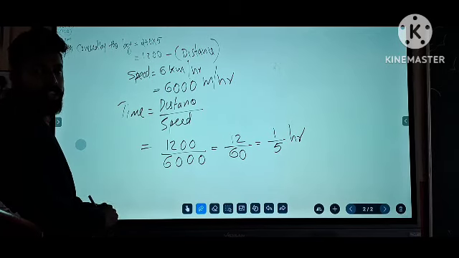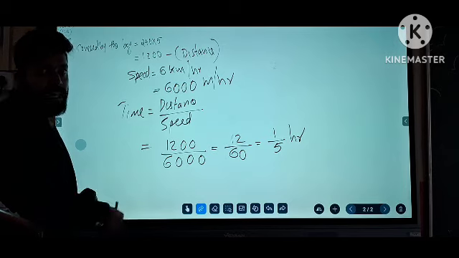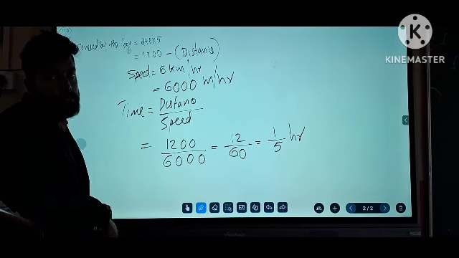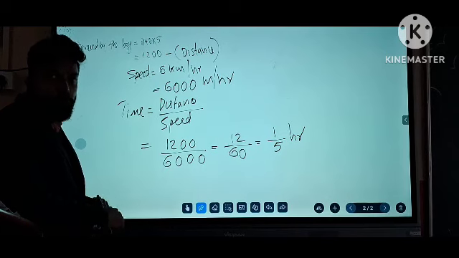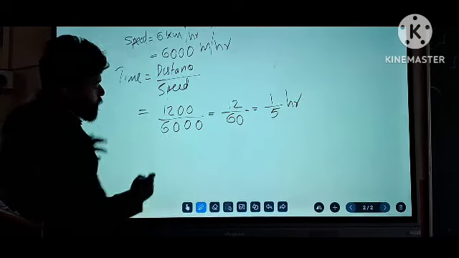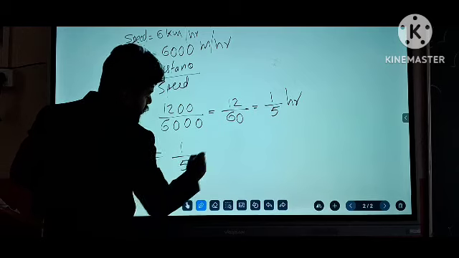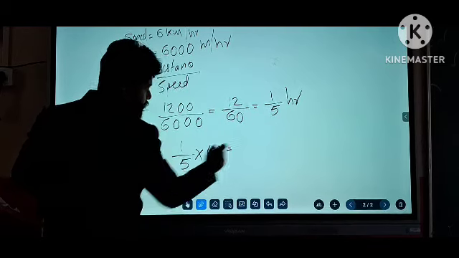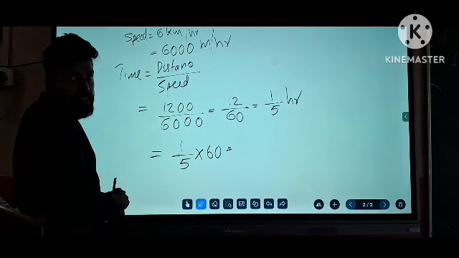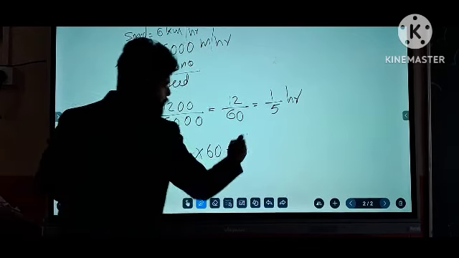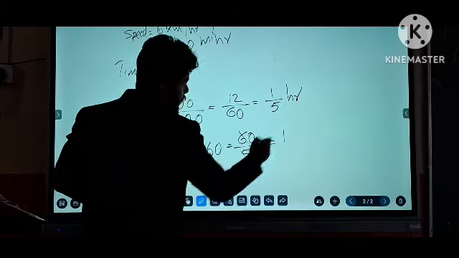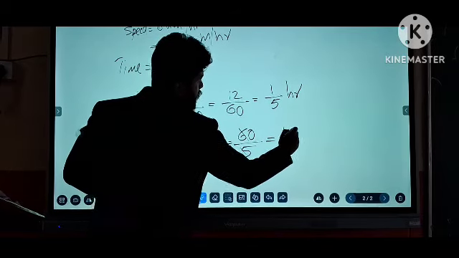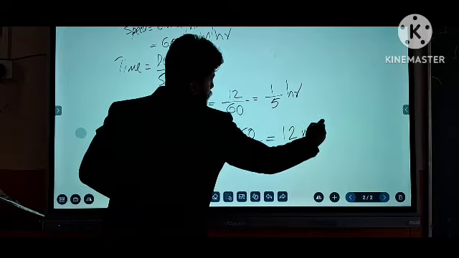1/5 hours. How do we convert the hours into minutes? Yes, multiplying the given hours by 60, because 60 minutes is 1 hour. So that is equal to 1/5 into 60. Now we convert this hour into minutes. When we multiply, we get 60 divided by 5, that is equal to 12 minutes.